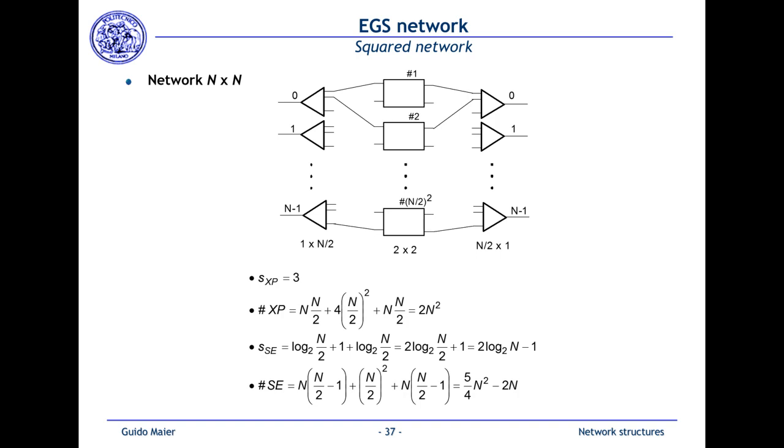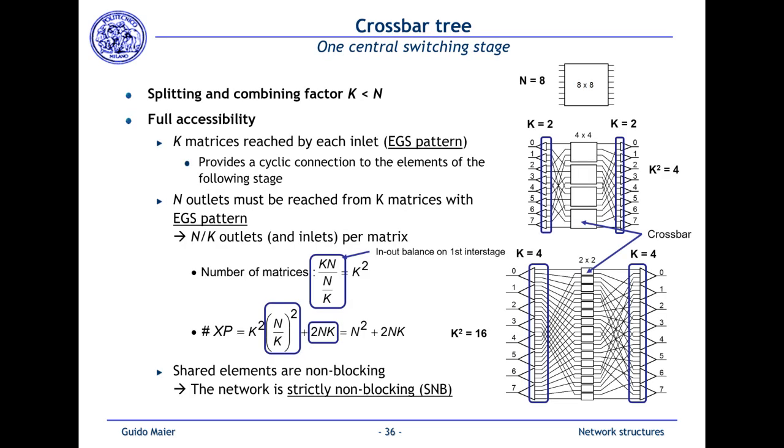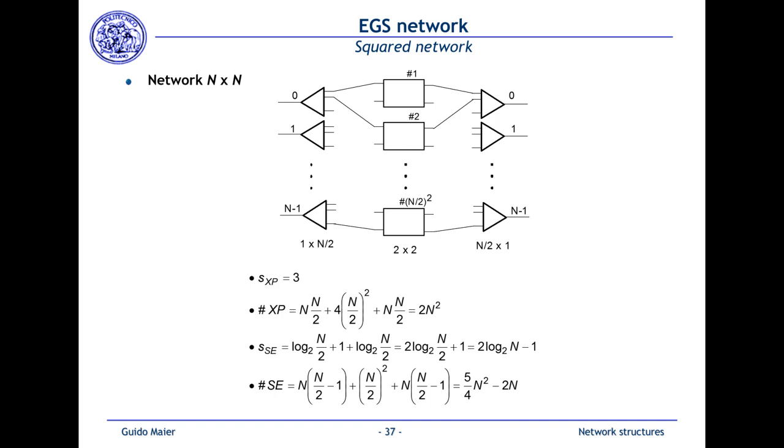The EGS network that I have already introduced before, as you can see also from this picture, is a special case of this three-stage crossbar tree implementation, because you have the central matrix that is made by 2x2 switching elements. Okay, if you have 2x2 switching elements here, therefore you must have in the first stage splitters that are 1 by n divided by 2, and the combiners that are n divided by 2 by 1 in the last stage.